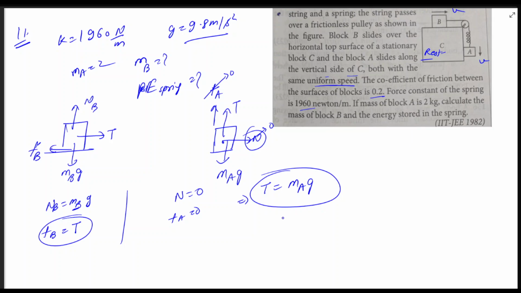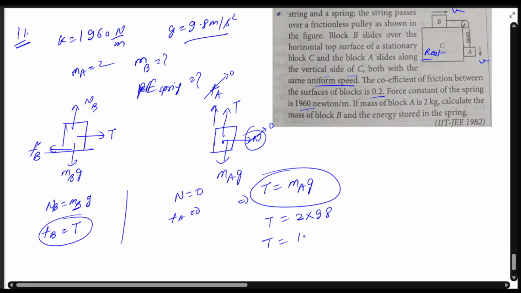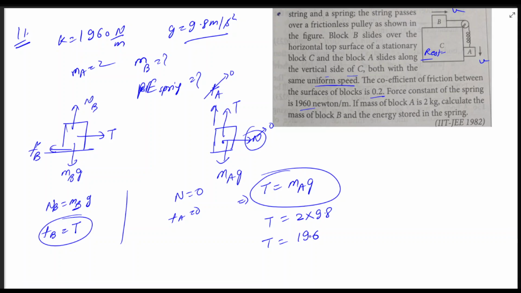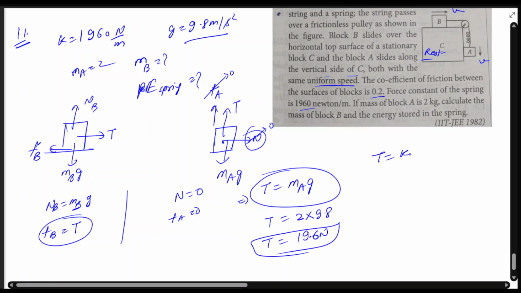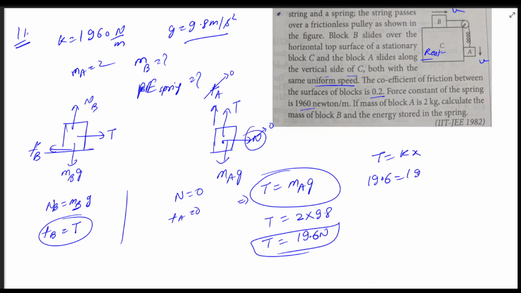right? And MA I know it is 2 and G is 9.8. So tension will be 19.6 Newton. So tension is this, and we know tension is equal to Kx. So 19.6 is equal to 1960 times x. So x will be 1 by 100 meter. Simple. So potential energy stored in spring will be simply half k x square.